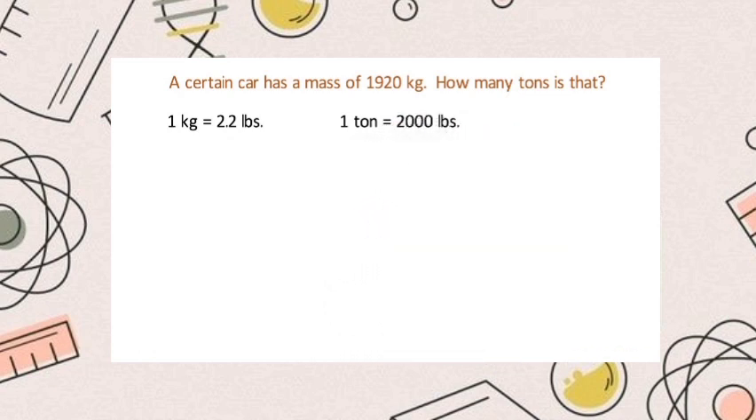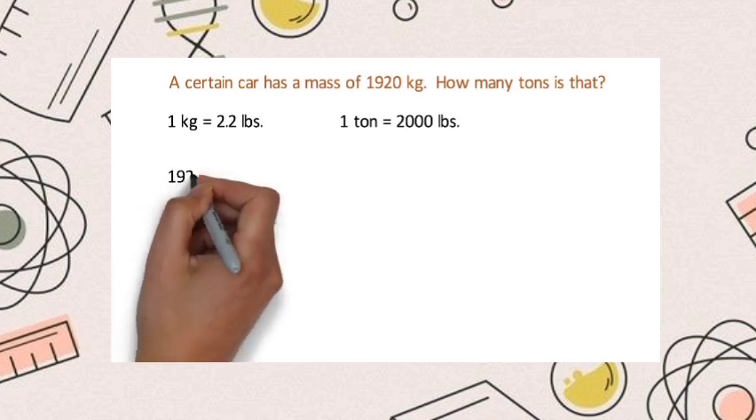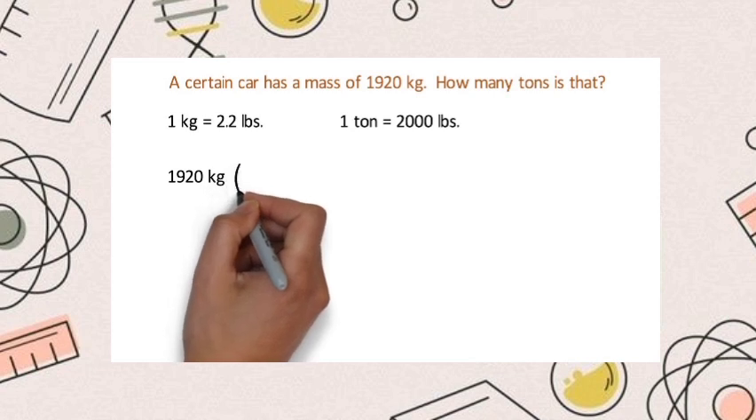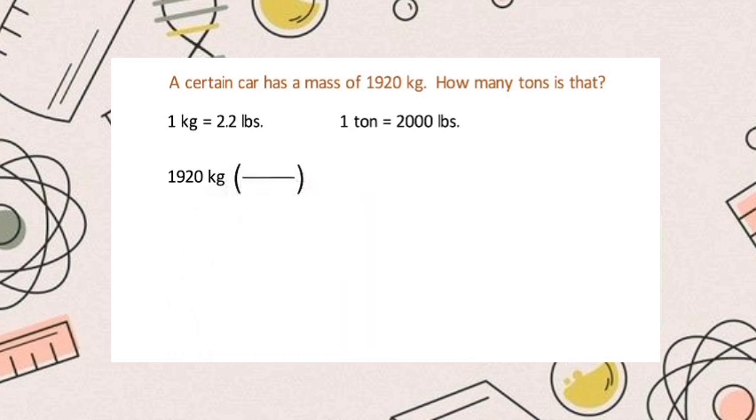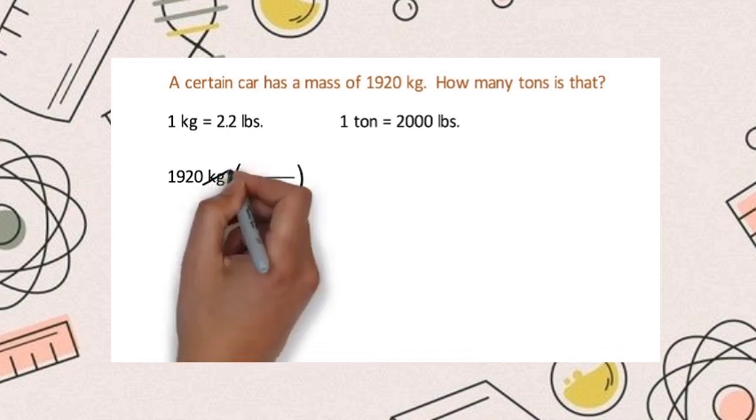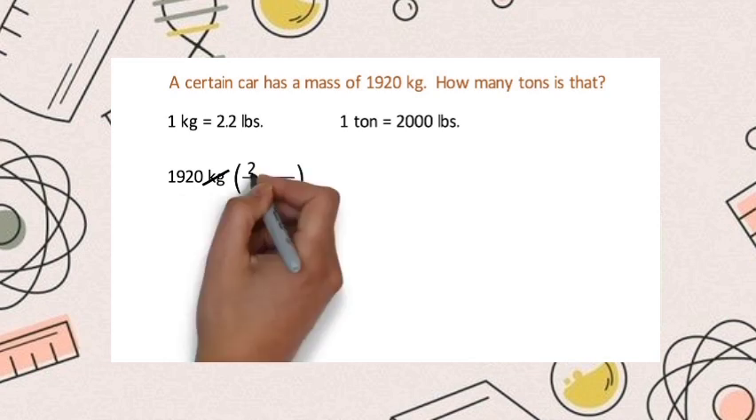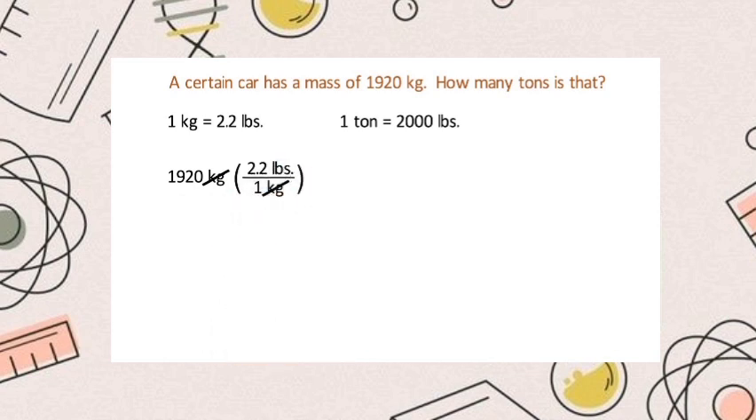We start the problem by writing down the quantity from the question, 1,920 kilograms. And then we multiply this by a fraction. The two numbers that go in the fraction come from one of the conversion factors. But what goes on the bottom? Because we are starting with kilograms, we write 1 kilogram on the bottom of the fraction so that we can cancel out the kilograms. Next, the other half of that same conversion factor, 2.2 pounds, has to go on the top. The kilograms cancel out, leaving us with pounds as the units of our answer.